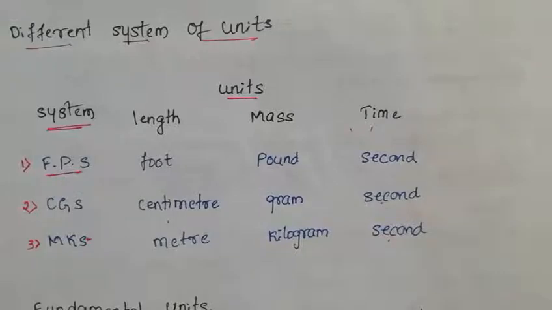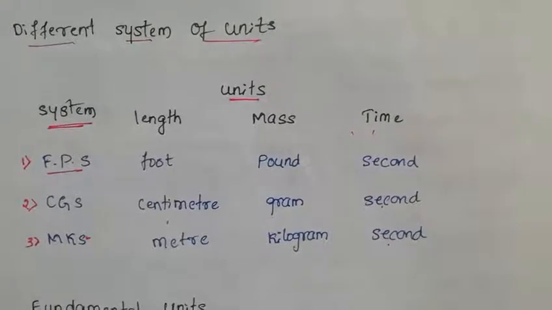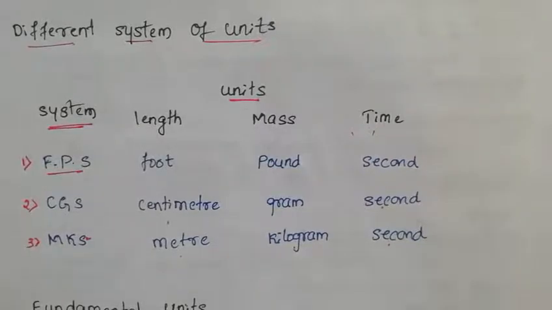Now here there is a problem. In different places they are using different units. For example, I am using FPS, someone is using CGS. Now if we both want to design a machine, the measurements made by me and my friend will be different. Then we want to fix both the instruments. Is it possible? No, not possible.